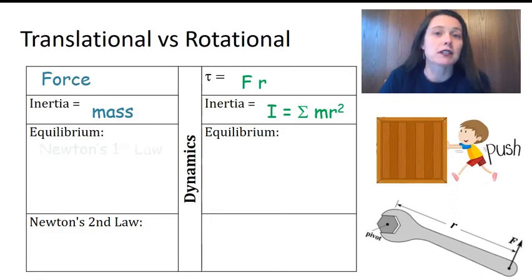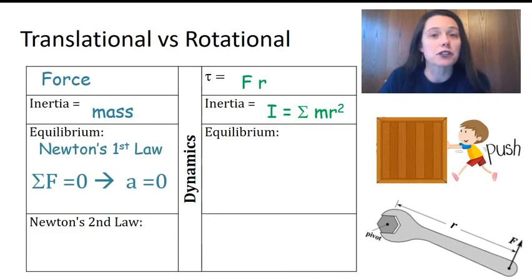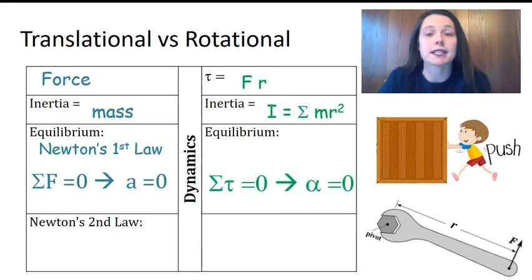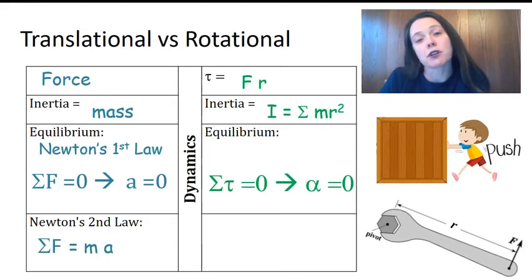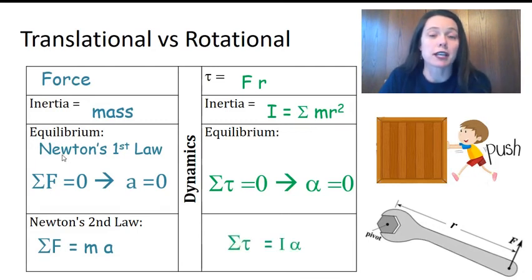In the study of forces, we talked about Newton's laws. Newton's first law is that if the net force on something is zero, its acceleration will also be zero. Rotationally, Newton's first law says that if the net torque on something is equal to zero, its angular acceleration will also be equal to zero. Newton's second law tells us that the net force on an object is equal to its mass times acceleration. Rotationally, that means that the net torque on an object is equal to its inertia multiplied by its angular acceleration.